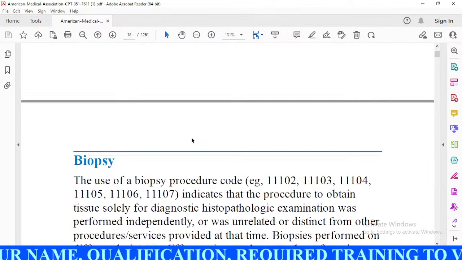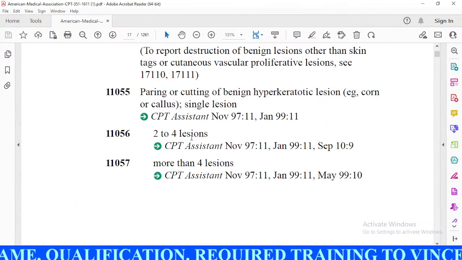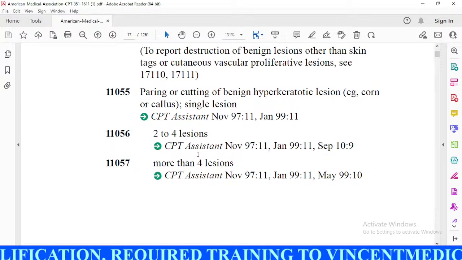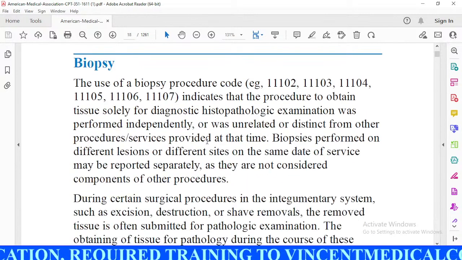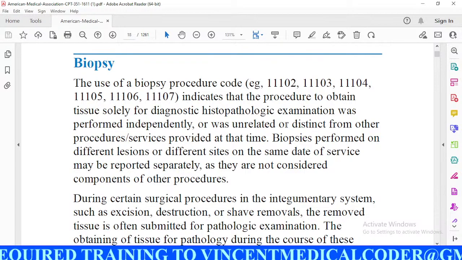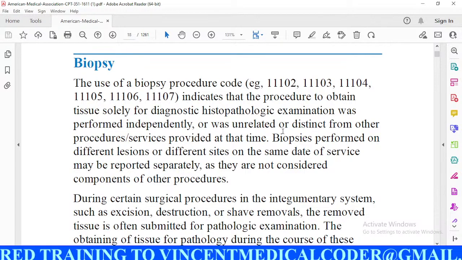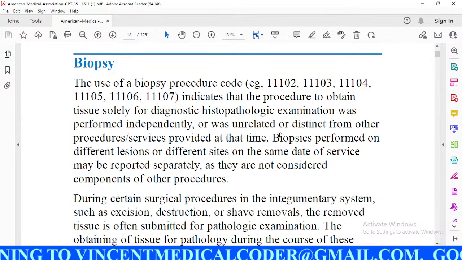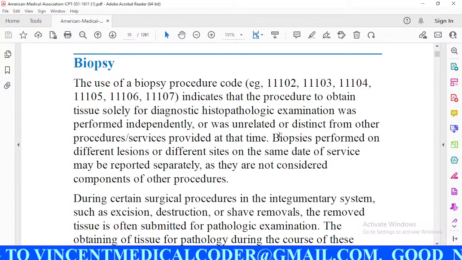So currently I'm using the 2022 book, so I can't find 11100 here. If you check, it starts with 11102. So directly we can eliminate A, 11100 and 11101. So we are left. We will check 17000 now.